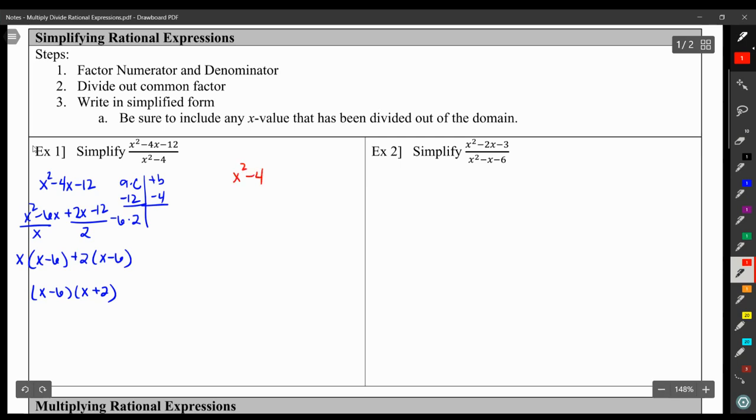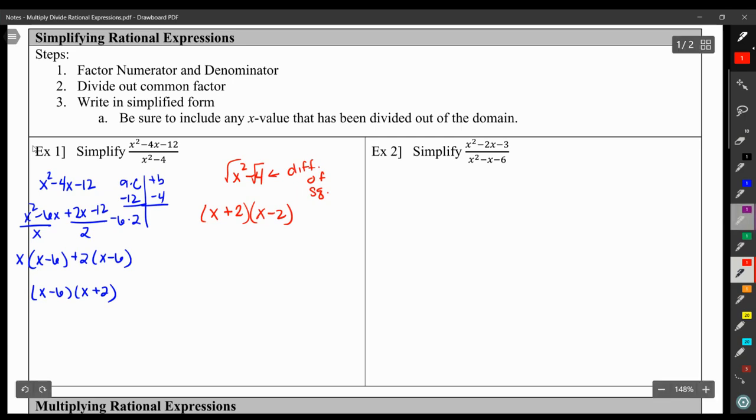So x squared minus 4. Well, I know that this is the difference of squares. So the difference of squares factors very quickly. The square root of the first one, so the square root of x squared is x, plus the square root of 4, which is 2, times x minus 2. So the same factor, one positive, one negative.